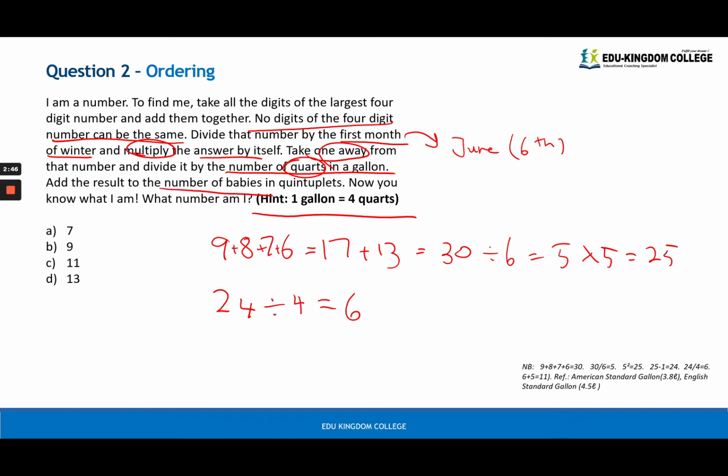Add the result to the number of babies in quintuplets. Quintuplets means 5. Quins, or quins in French, means 15, so that is to represent 5. So add it to 5 and you get 11. So 11 is your answer here, or option C.